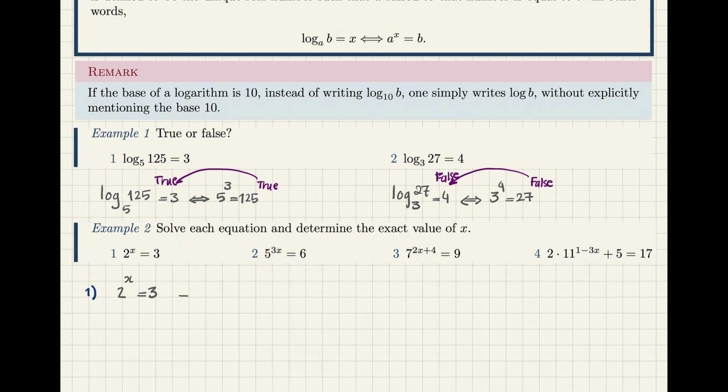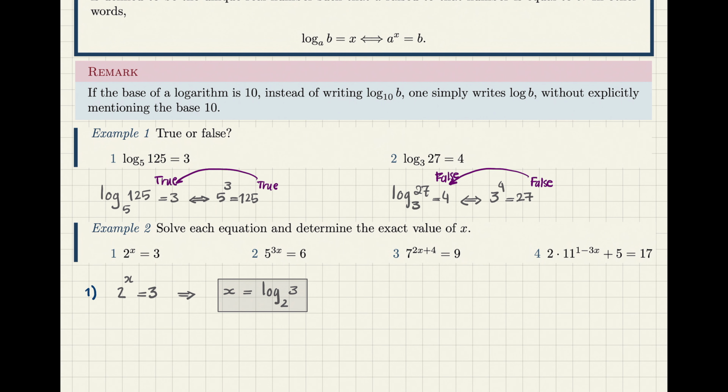It means that from here I can conclude that x that is in the exponent is equal to the log of this number, which is 3 in this case, in the base of this number. So it becomes log of 3 in base 2. And that's it. This is your exact answer. If you want to find an approximation to this number, you can use a digital help to answer this, but that's not necessary for this problem because this problem is asking you for the exact value. So that's the end of the story.